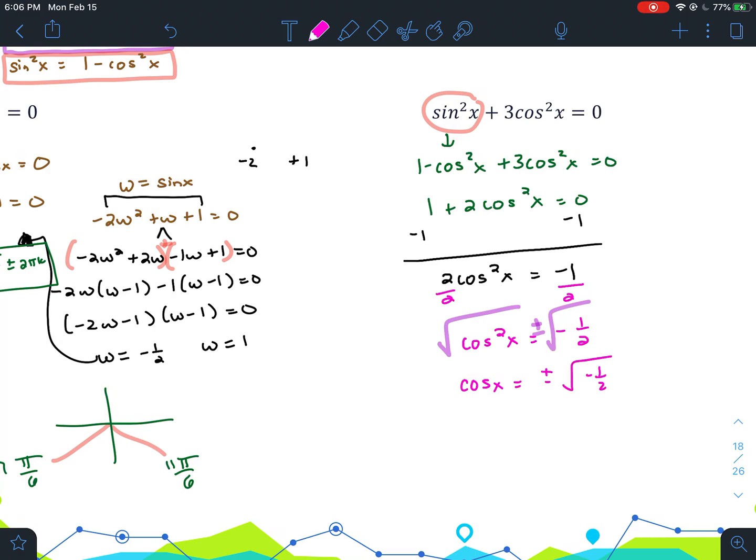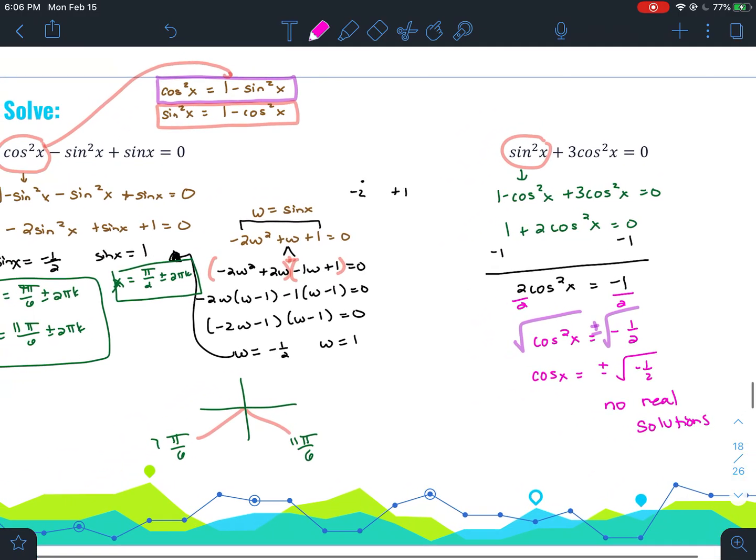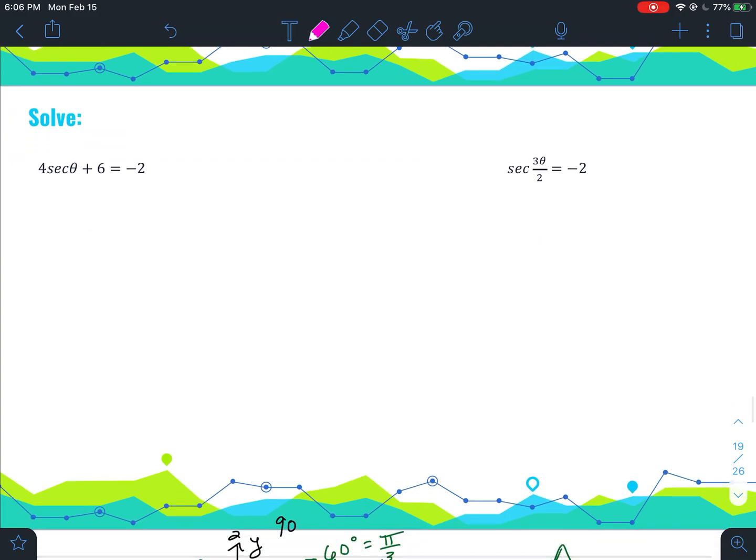Well, you can't take the square root of a negative number because those aren't real. So this will give me no real solutions. I would get imaginary answers, but not real solutions. Okay. Let's look at the next ones.